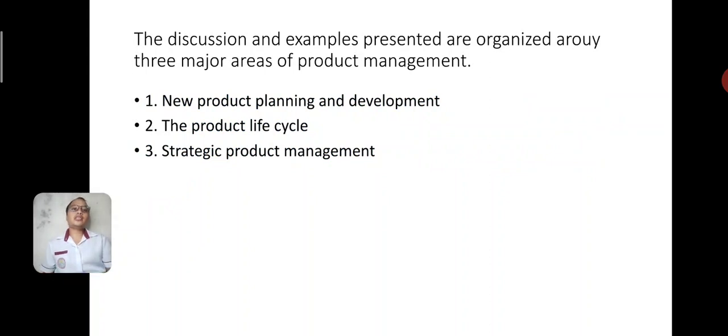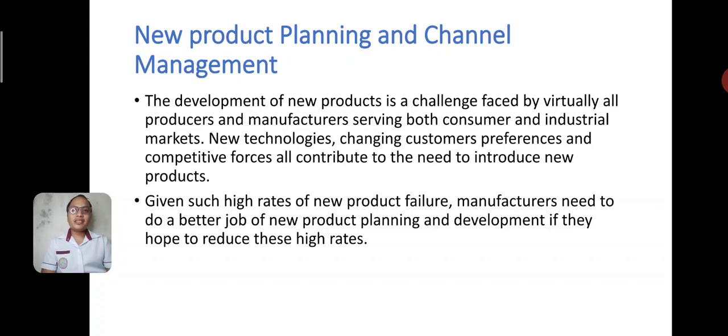The discussion examples presented are organized around 3 major areas of product management. These are the new product planning and development. This new product is all about bagong produkto, pagpaplano at development kung paano nyo magpalago. And the product life cycle, kung anong gagawin nyo about sa product. And number 3 is strategic product management. New product planning and channel management.